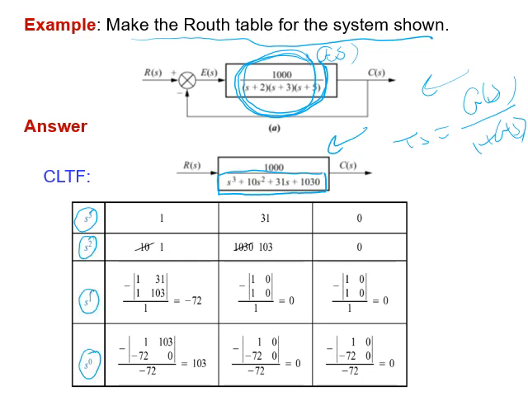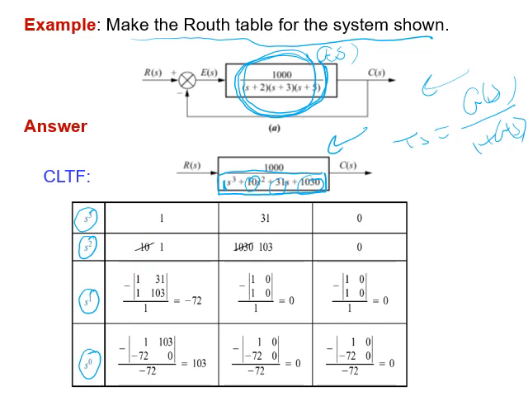And then we are going to place the coefficient of each S. So here 1, 10, 31, and 1030. If for any reason you want to continue, the remaining will be zeros. Okay, now we will start building the table.